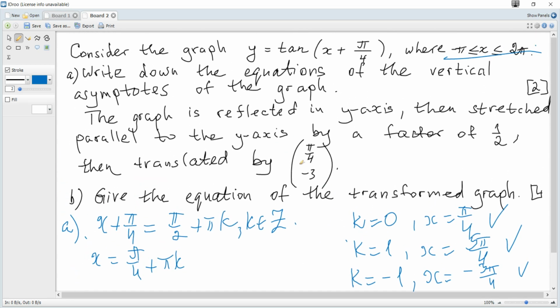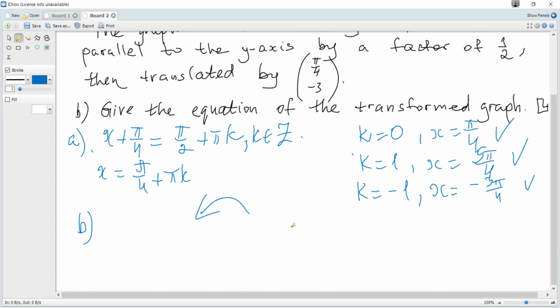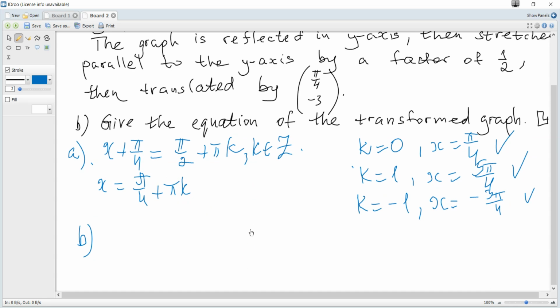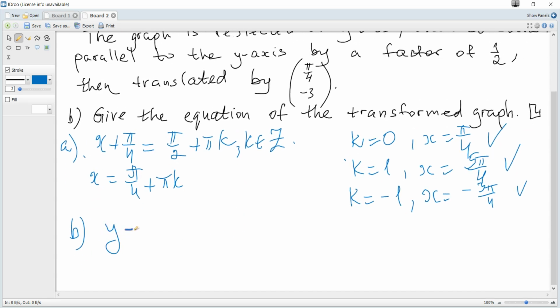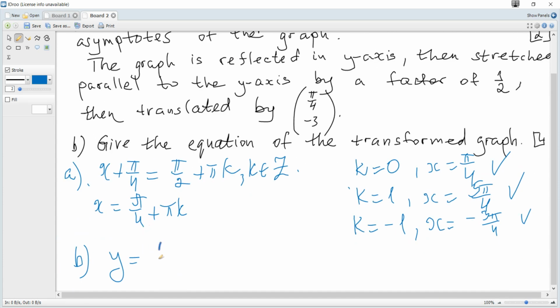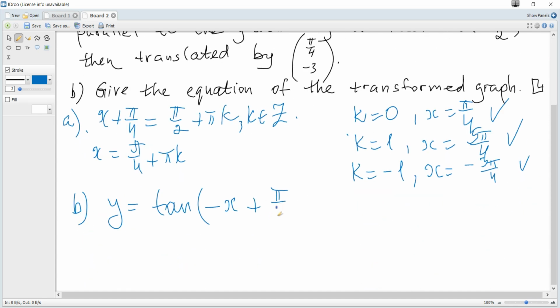So the first transformation is what? Reflected in the y-axis, and to get an equation of such a transformation, it's f of negative x. Reflection about the y-axis, f of negative x. Reflection about the x-axis, it's negative f of x. So after the reflection in the y-axis, the equation becomes y is what? Tangent of negative x plus pi over 4.